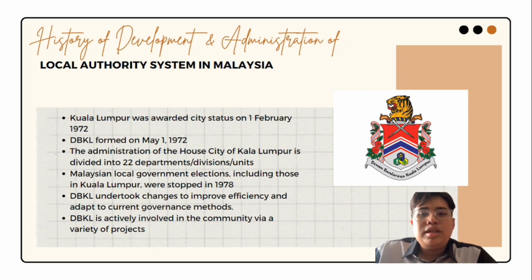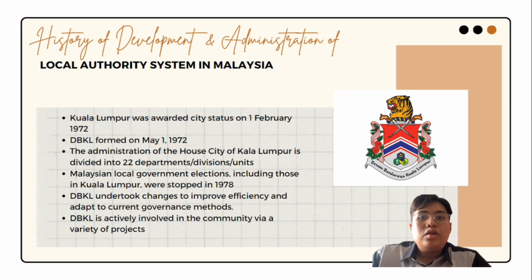Following the award of city status, DBKL was formed on May 1, 1972. It became the major local authority in charge of administration in Kuala Lumpur. The administration of the City of Kuala Lumpur is divided into 22 departments, divisions and units. Each department, division or unit is led by a director, and all of them report directly to the Deputy Director General, the Director General and the Mayor.